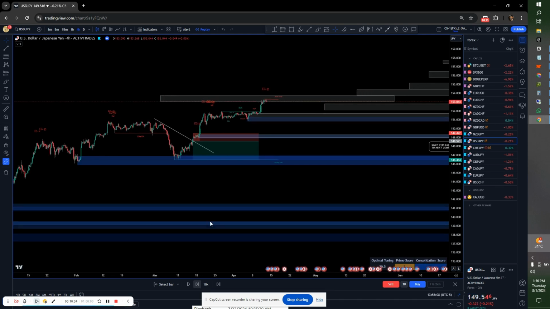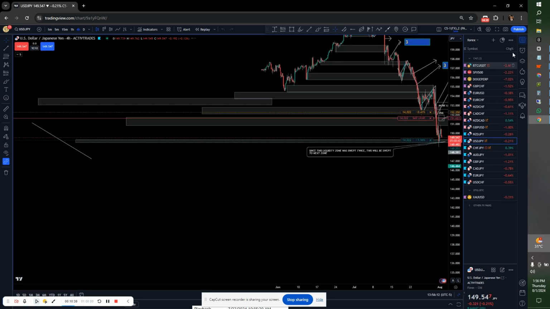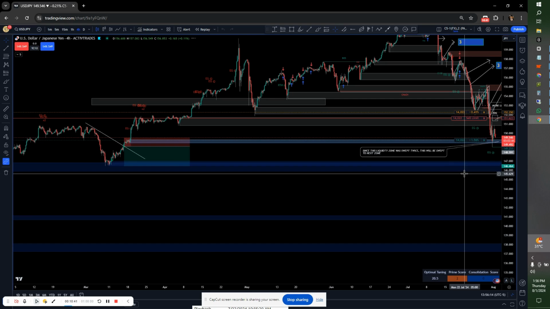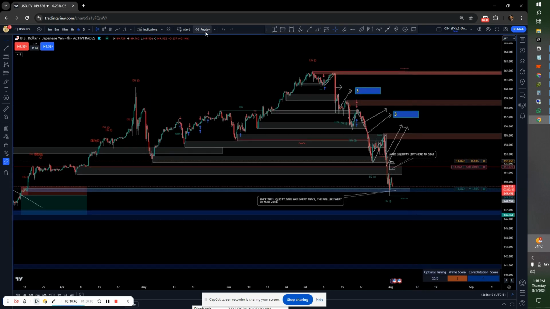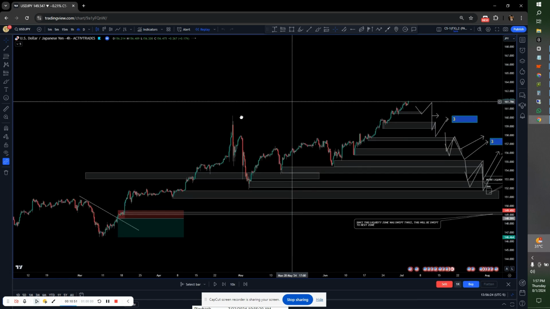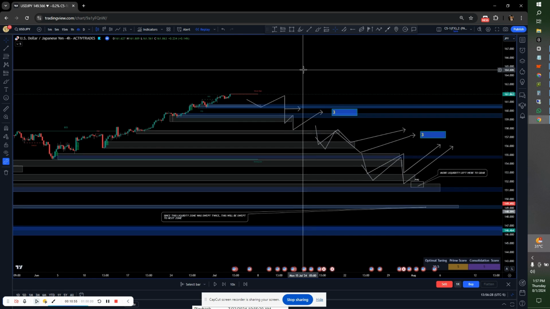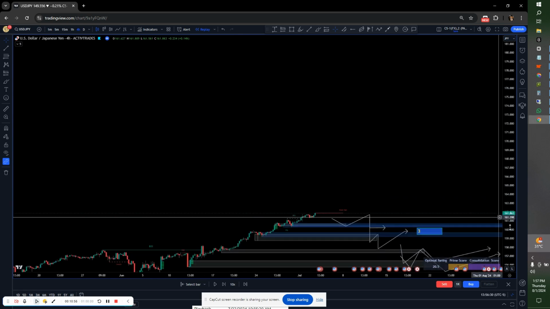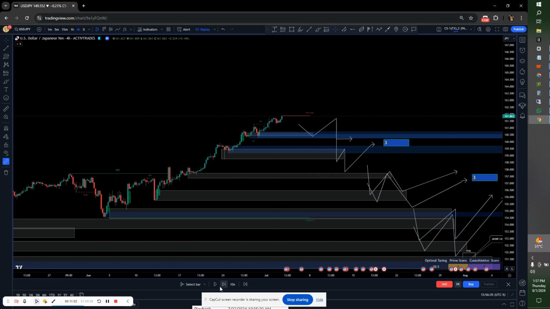So what I'm going to do is close this now, and I'm going to put on the bar replay. Let's zoom this a bit. Right, so the price goes up. Price goes up, right? So let the price run now.